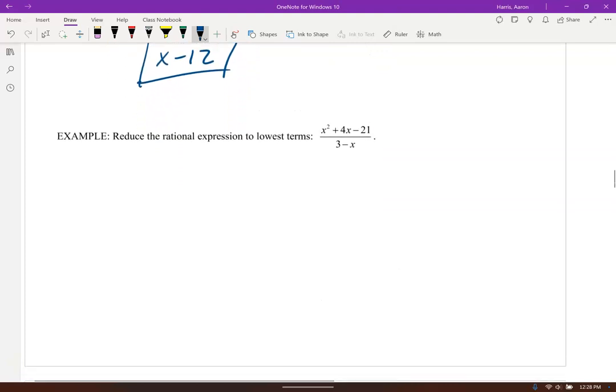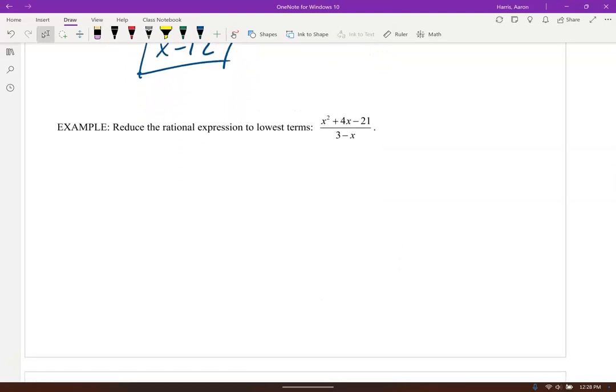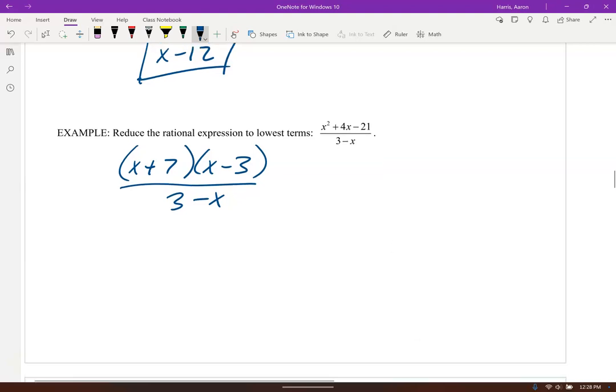Let's move on to this next one. If you notice on this next one, x squared plus 4x minus 21, we can factor this into x plus 7 and x minus 3. And on the bottom we have 3 minus x, right? So now x minus 3 and 3 minus x is very close. So what I'm going to do is let me rewrite my top.